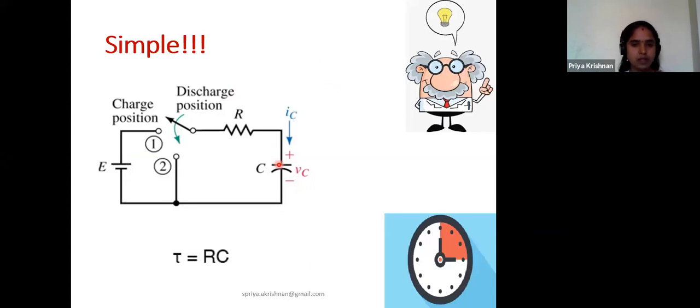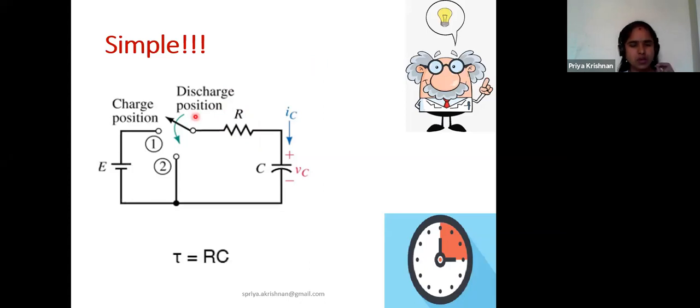Yes, correct? So how long does it take to charge? The time is decided by the resistor present here. If I take a large value of resistor, my capacitor will take more time to charge. If I take a smaller value of resistance, the capacitor will take very little time to charge. So the charging and discharging of the capacitor is decided by the resistor.